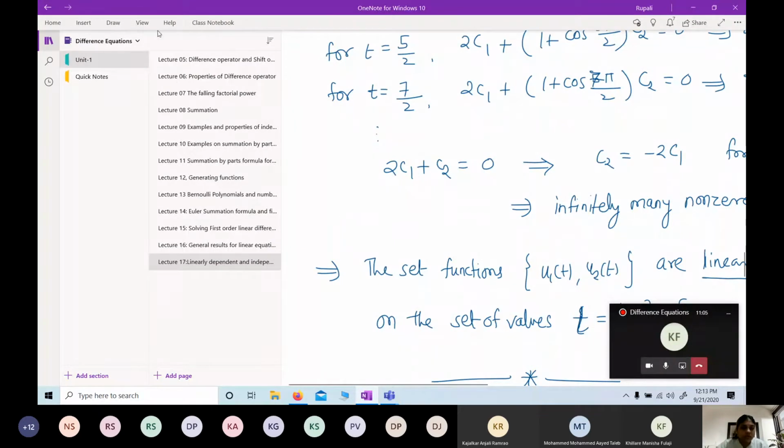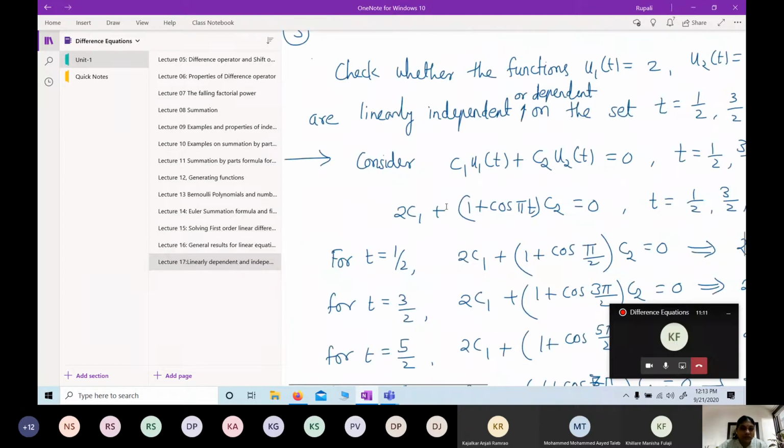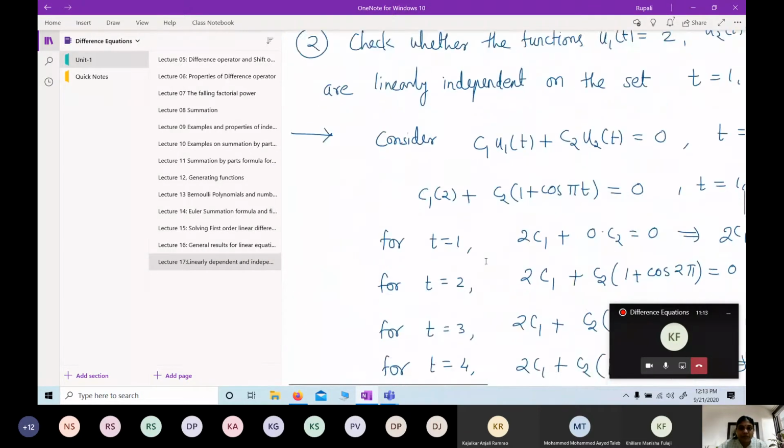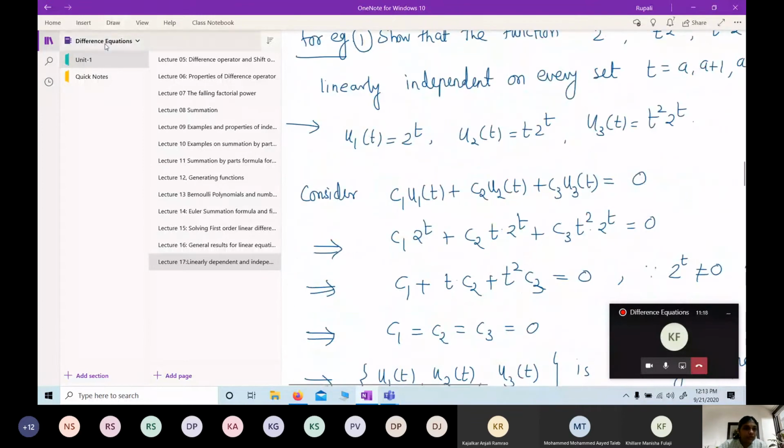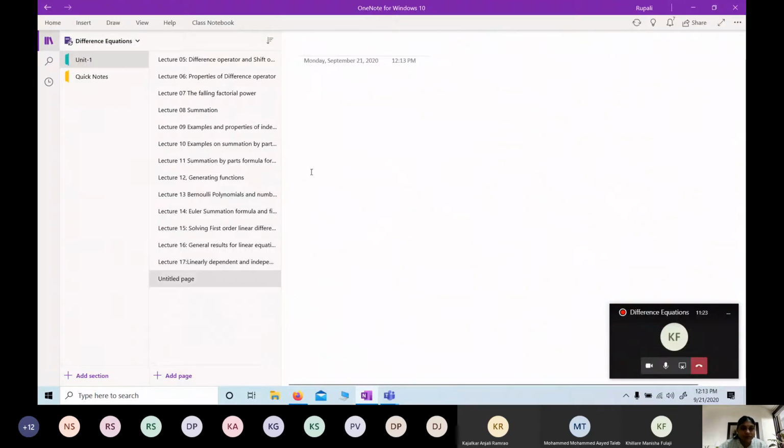Okay, so in the previous lecture we have seen linearly dependent and independent functions. So now today we are going to see a new definition. Let me start a new page.